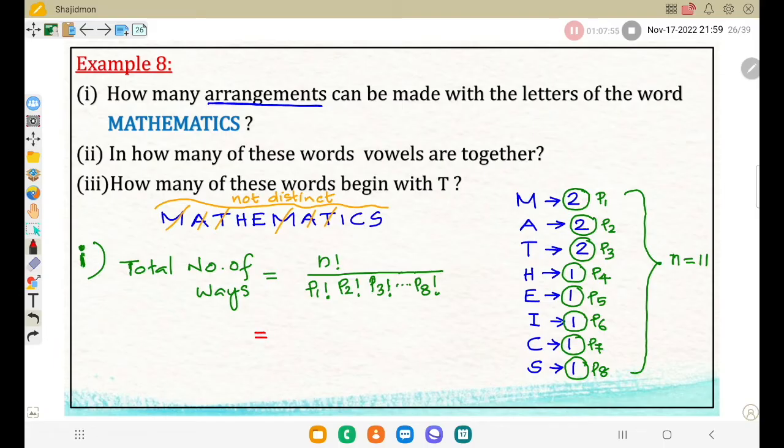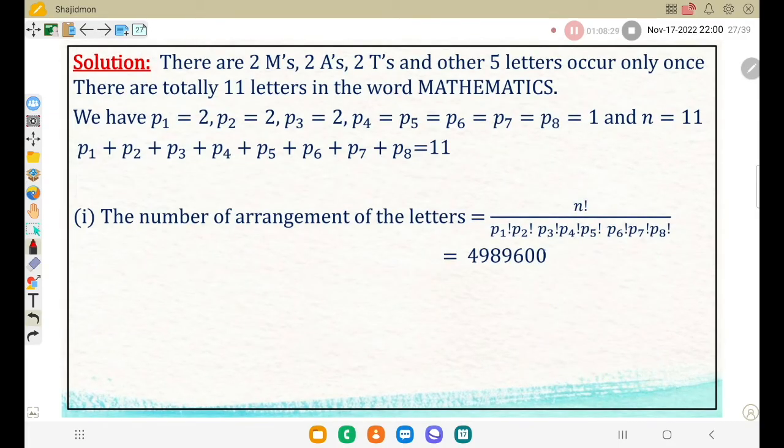Now you can check by calculator. What is N here? 11. 11 factorial divided by P1. What is P1? 2 factorial. Multiply P2 means 2 factorial. Multiply P3 means 2 factorial. P4 means 1, no need to write because 1 factorial is 1 itself. If you write it, also no problem. So 11 factorial divided by 2 factorial, 2 factorial, 2 factorial. You can check what this number actually is. It is a bigger number, correct?